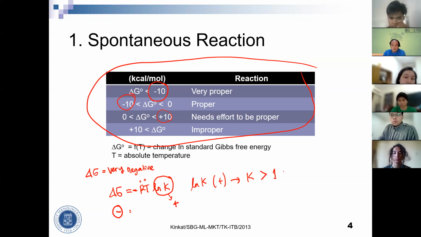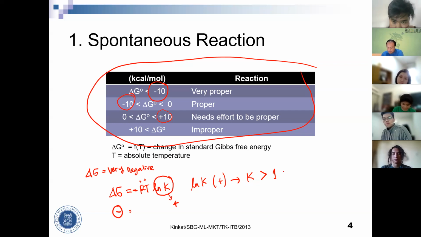If ln K is negative, it means that K is less than 1, between 0 and 1. But if ln K is positive, it means that K is higher than 1.